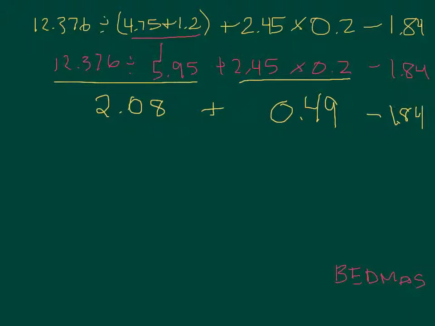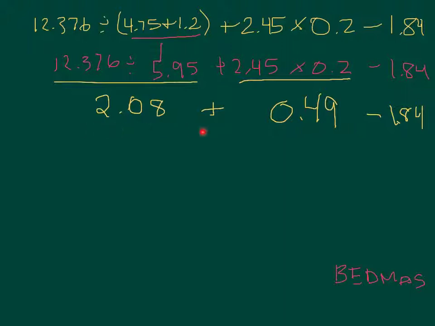And again, with addition and subtraction, you just read from left to right. You don't need to always do addition first. If subtraction comes first, let's say this was a minus sign and this was a plus sign, I would do the subtraction first, even though it comes later in my order of operations. Same rule applies, division, multiplication, as well as addition and subtraction. You just read from left to right.